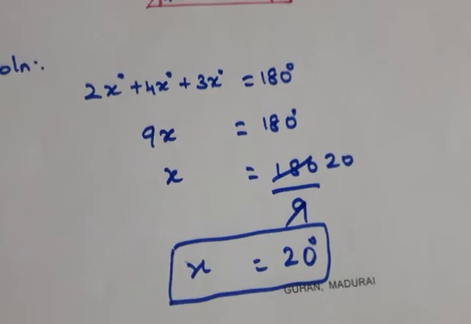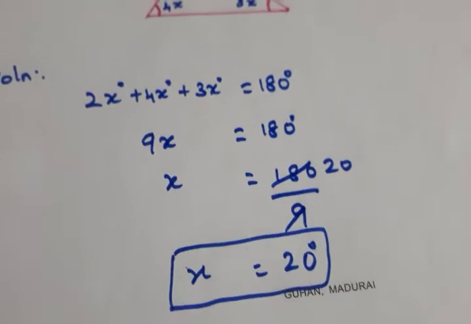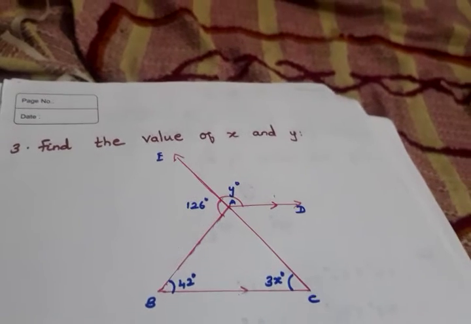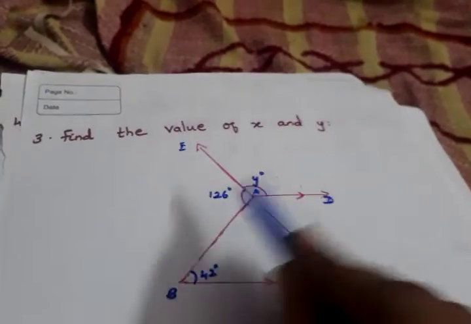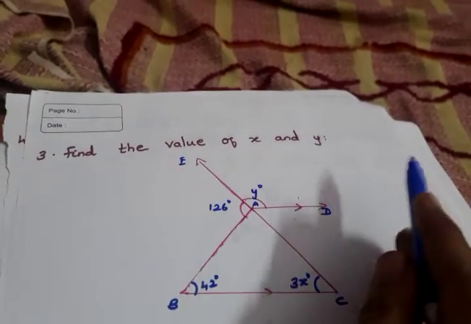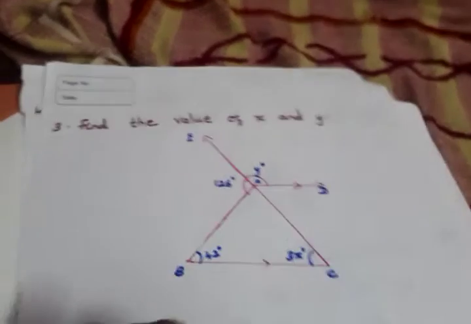Okay. Did you understand? Yes. Now find the value of x and y. Okay, so this is a triangle with adjacent angles. Solutions.